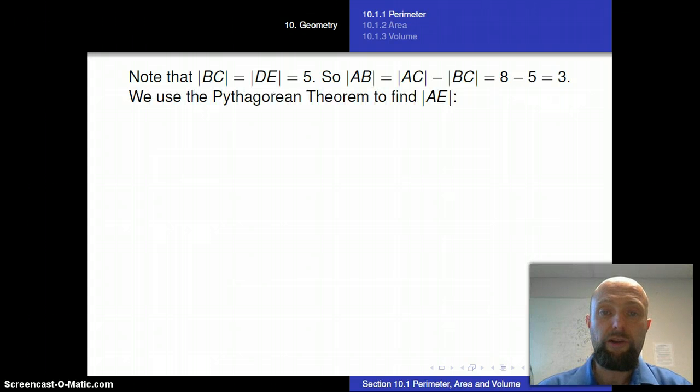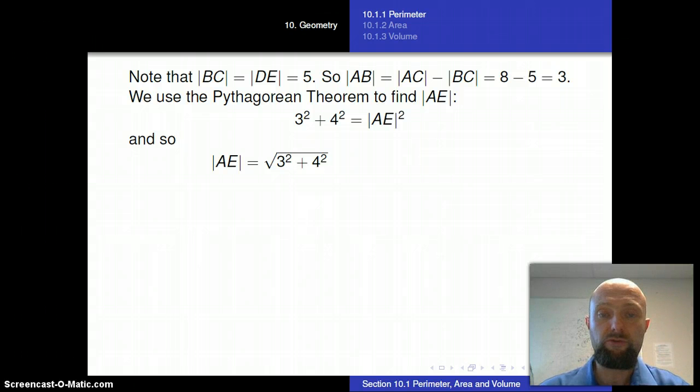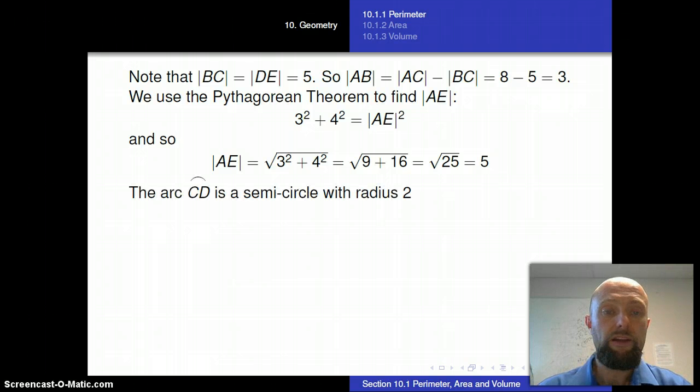We use the Pythagorean theorem to find AE. We have 3 squared plus 4 squared is AE squared. So AE is the square root of 3 squared plus 4 squared, which is the square root of 9 plus 16, is the square root of 25, which is 5. The arc CD is a semicircle with radius 2, namely half of the diameter CD, which is 4.